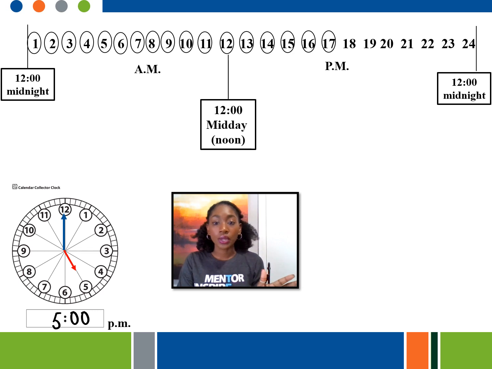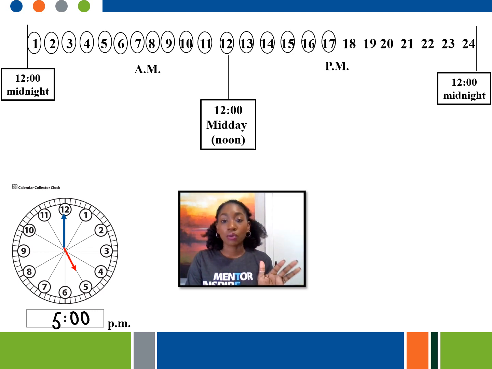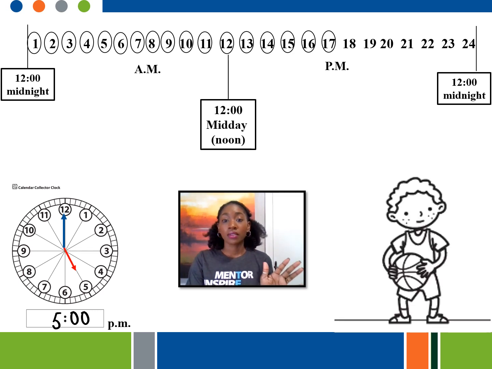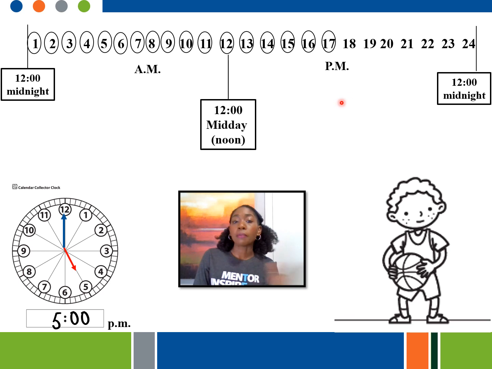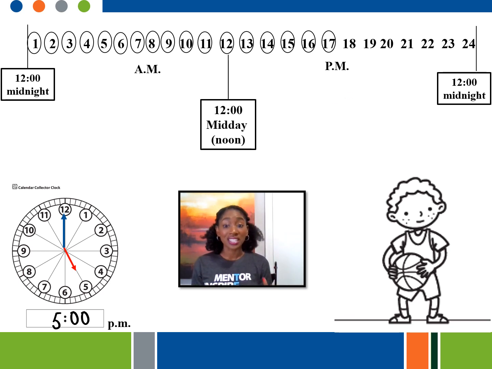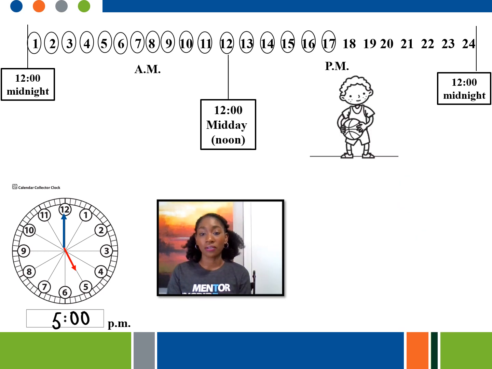Remember, we have 24 hours. So far, we've only collected 17 hours. So let's take a quick look at an activity that we do during the day. We have a little boy and he's practicing his basketball. And is that something we would do in the AM part of our day or the PM part of our day? Is that something we'll do in the morning, in the AM, or the PM? Yeah, you're right. We would do this in the PM part of our day because that's the afternoon.